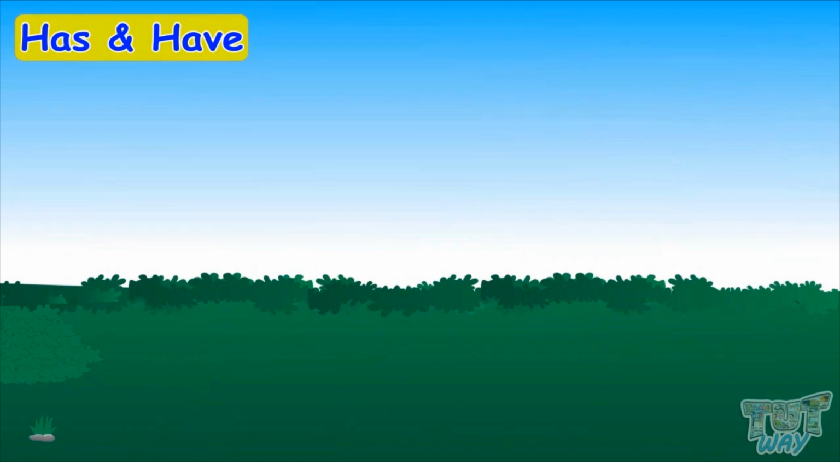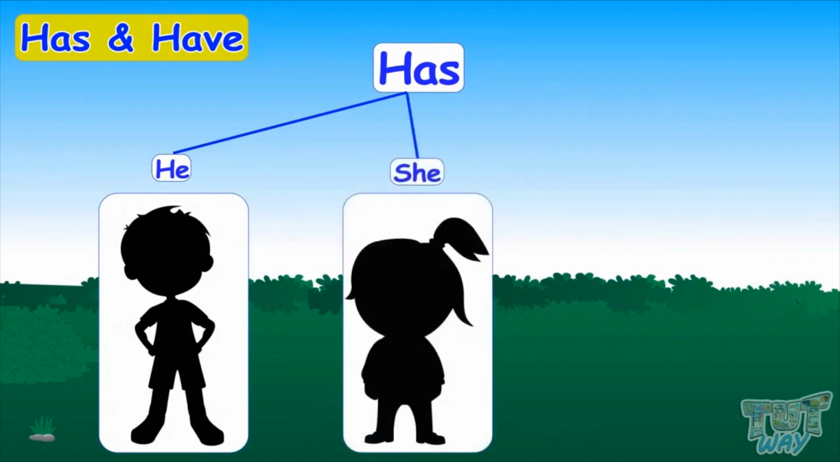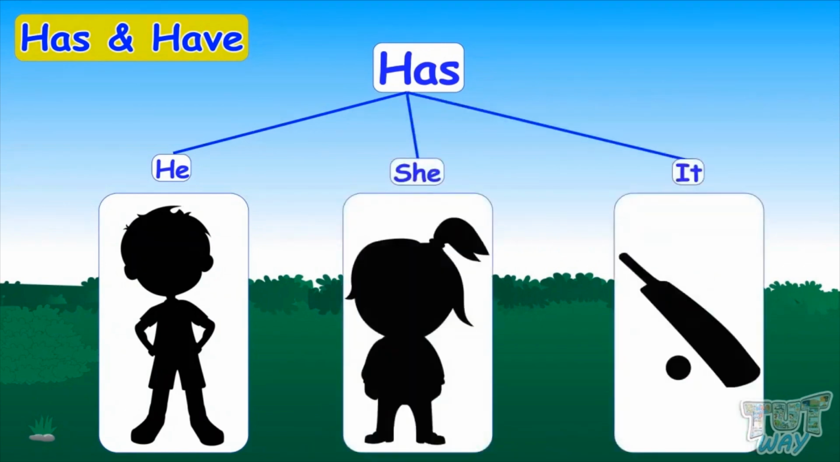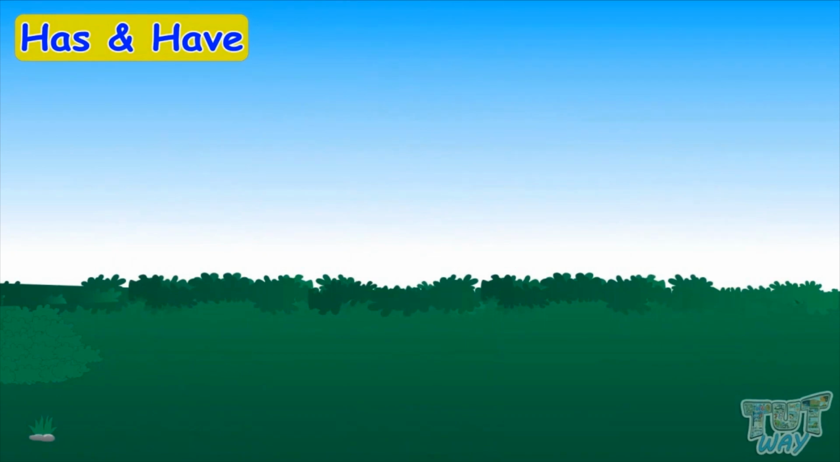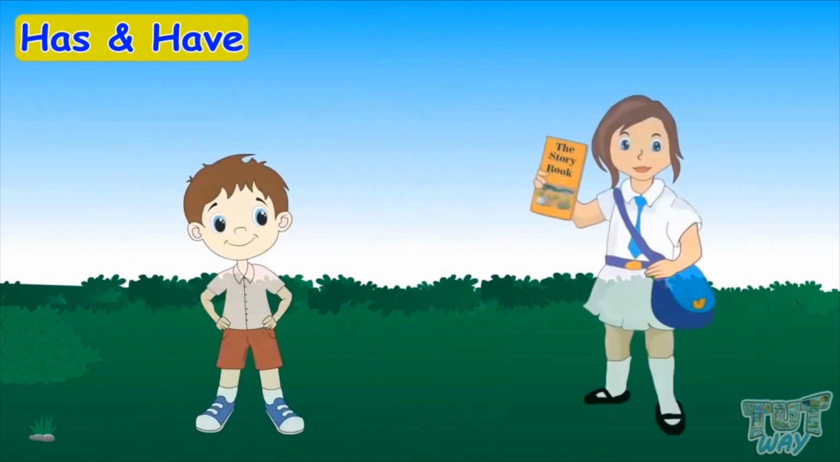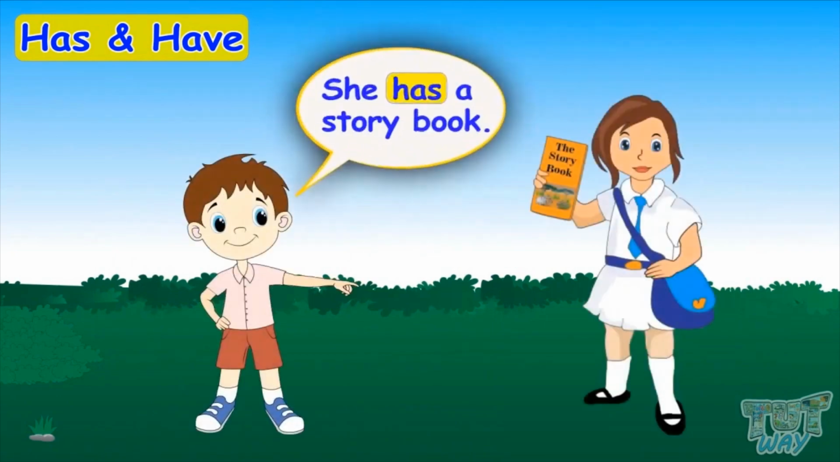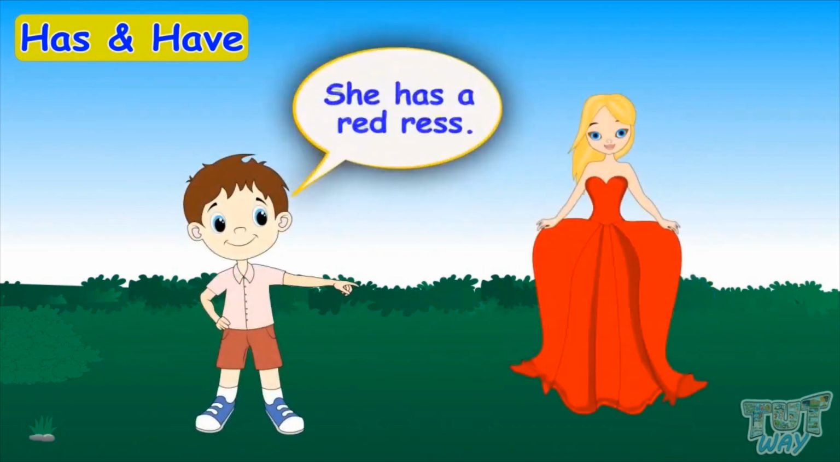Now, let's learn where do we use has. Has is used with he, she, it, and the singular naming words. That is a thing, animal, or a person. Here we have some examples. She has a storybook. She has a red dress.